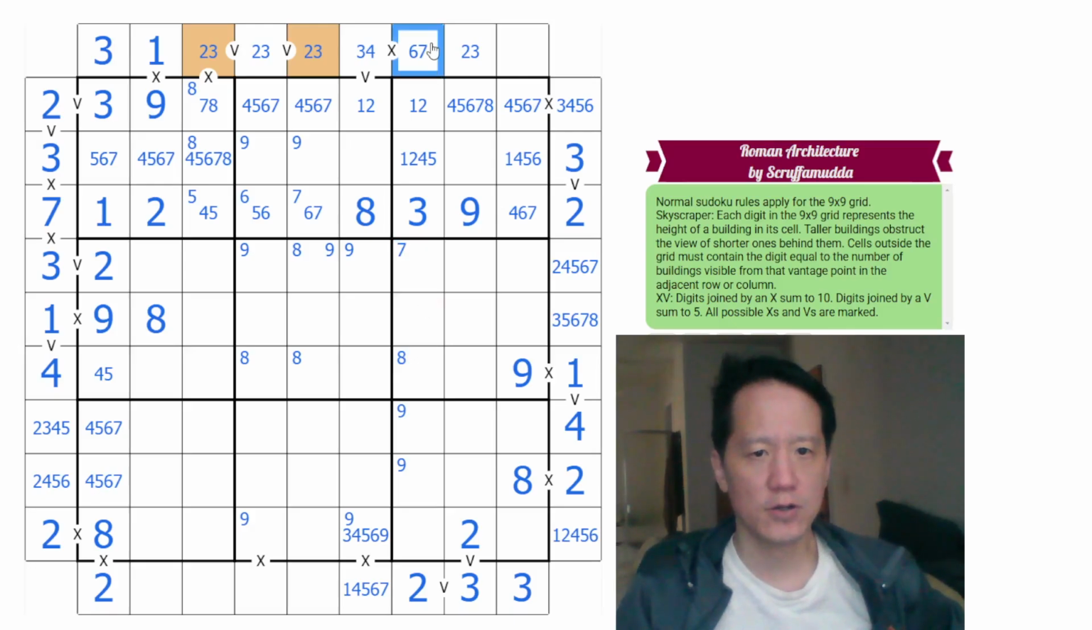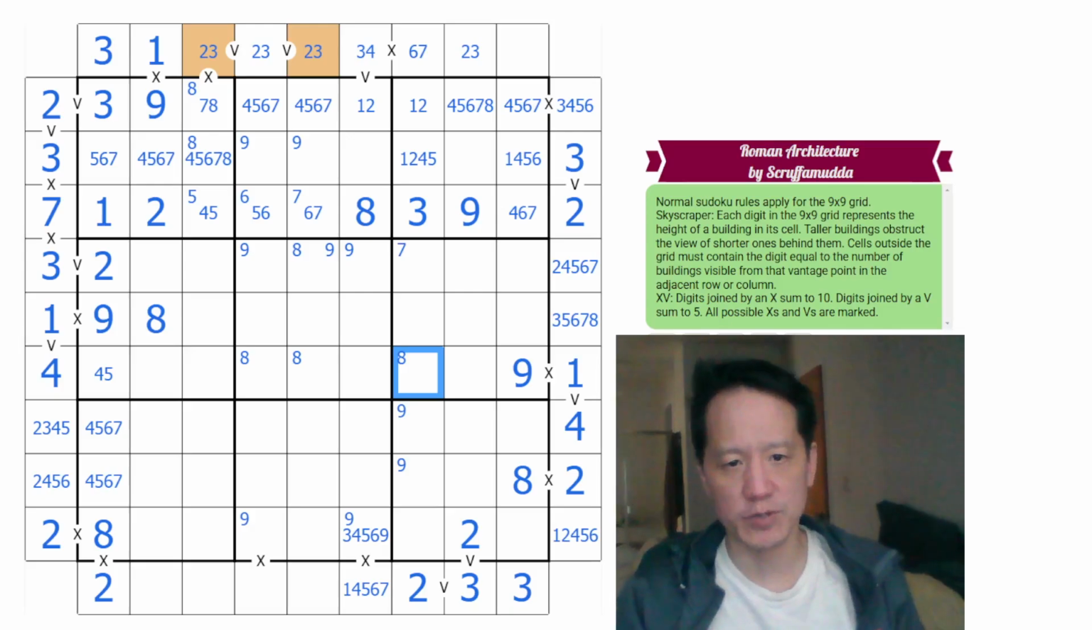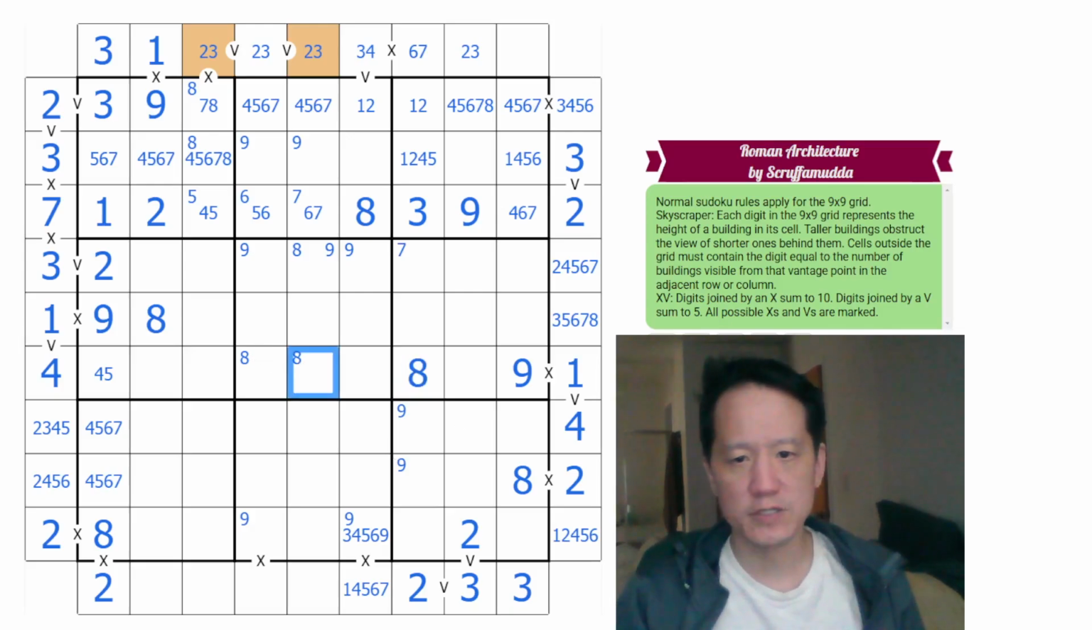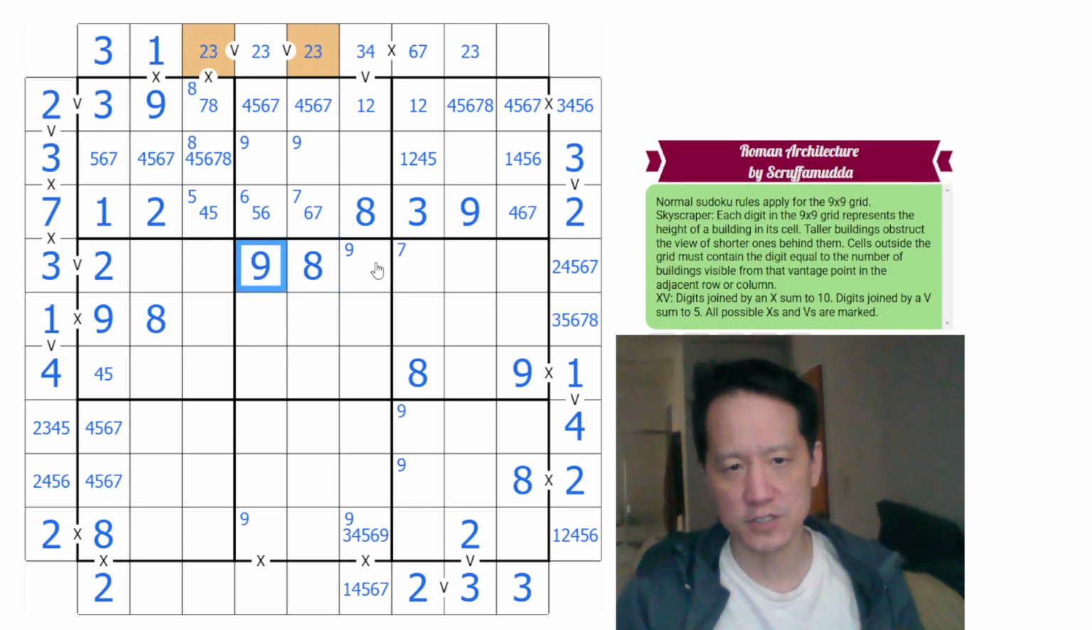Can't be here because of the way this skyscraper reacts. So therefore this must be an 8 here, which means neither of these are an 8. Since neither of these are an 8, where's the 8 in box 5? It has to be here, which forces this to be 9. So this can't be, this is 9, which means this can't be 9. So this must be a 9 here.